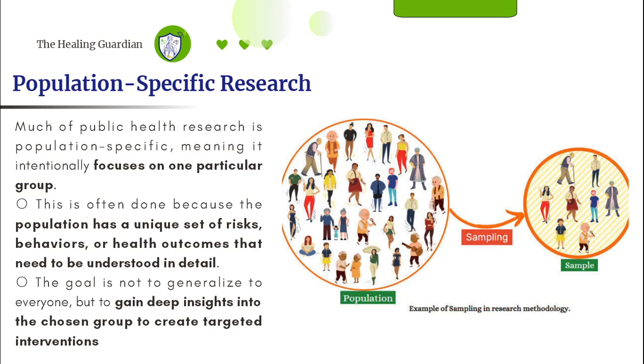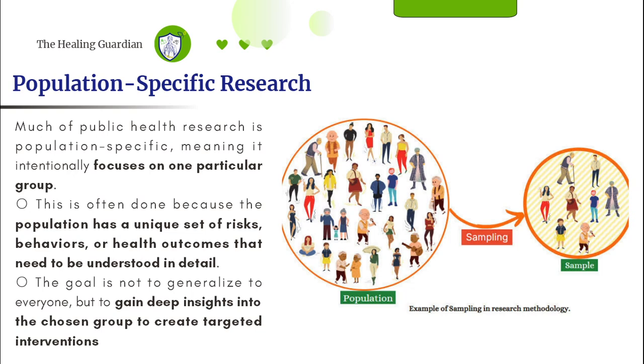Number three, you need to make your research population specific when you are defining. Your research should be population specific, and that is what we have been stressing. That you have to focus on one particular group, because the population has a unique set of risks. Every population has unique behaviors, and unique health outcomes that need to be understood in detail. So when you're describing your study population, you focus on one particular group.